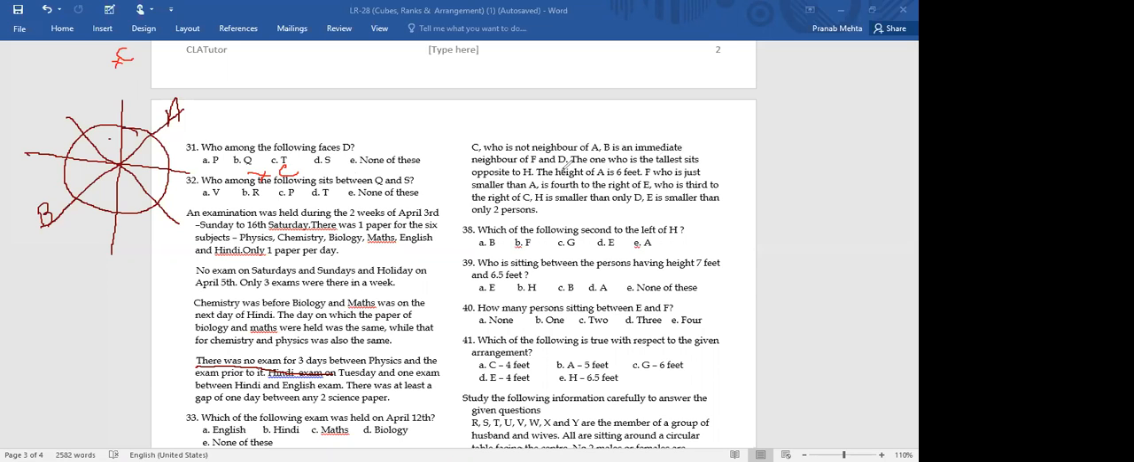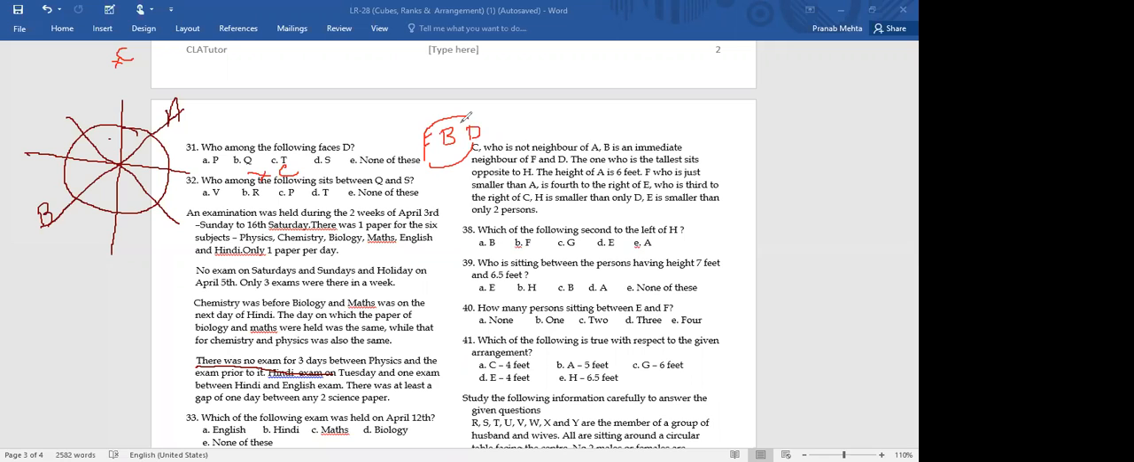B is an immediate neighbor of F and D. So if B is an immediate neighbor of F and D, what does it mean? Now remember, this position can change. D can come here and F can come here. So we don't know. We'll wait and see how it works.